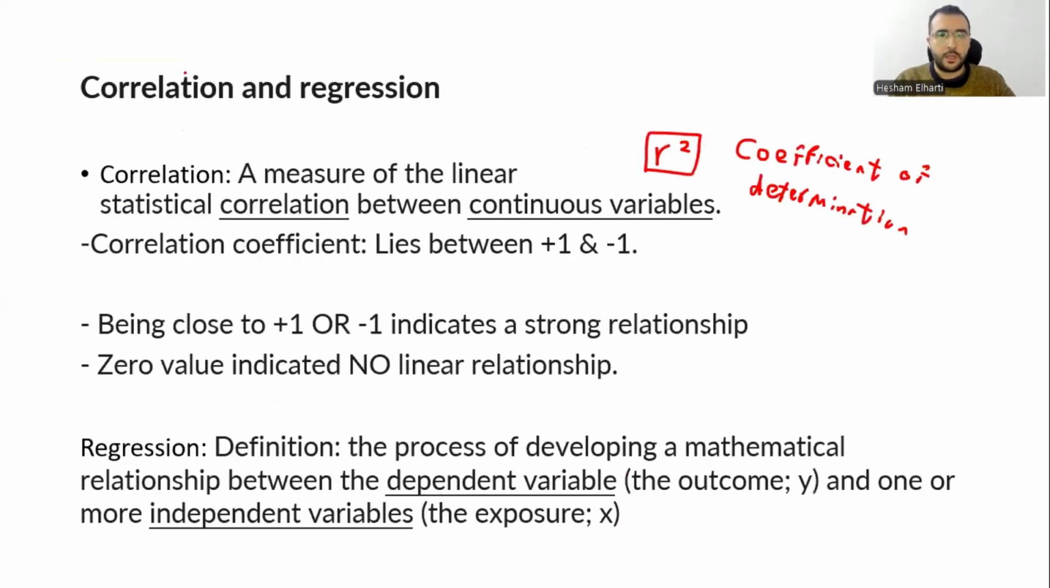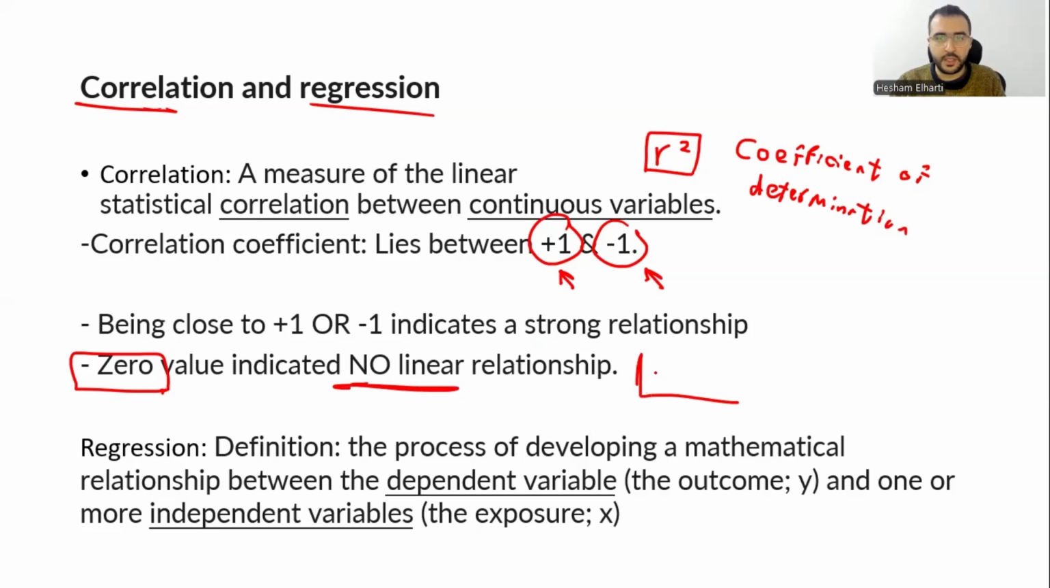Okay. The third slide is the difference between correlation and regression. The correlation is a simple relationship between two variables, like continuous variables, and it lies between positive 1 and minus 1. Positive 1 indicates a strong direct relationship, minus 1 indicates a strong inverse or negative relationship. If it's a zero value, there is no linear relationship, so the curve will look like this.